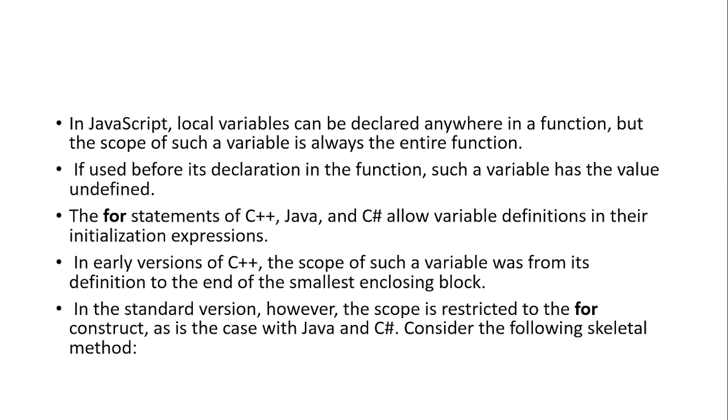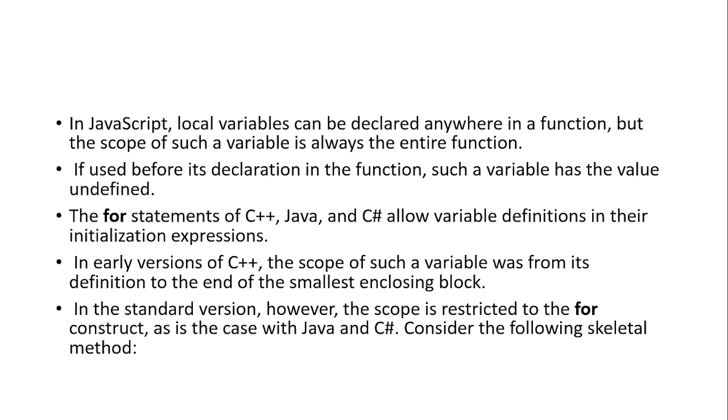The for statements in C++, Java, and C# allow variable definitions in their initialization expressions, like for (int i = 0; ...). In early versions of C++, the scope of such a variable was from its definition to the end of the smallest enclosing block. In the standard version, however, the scope is restricted to the for construct, as is the case with Java and C#.